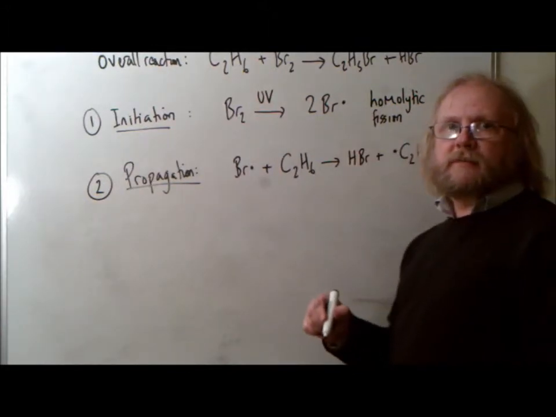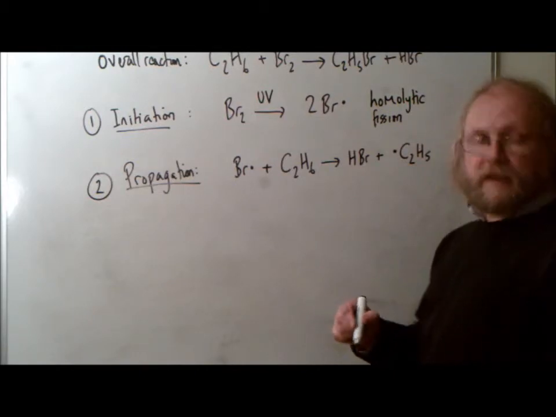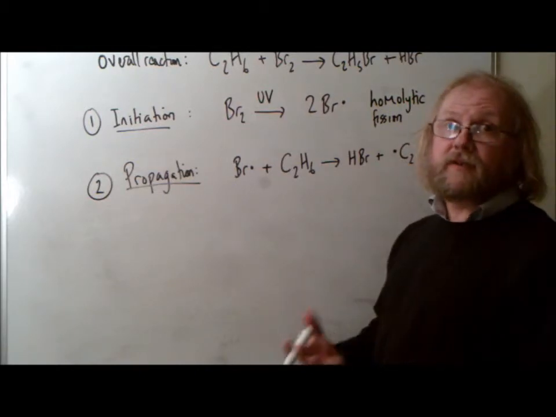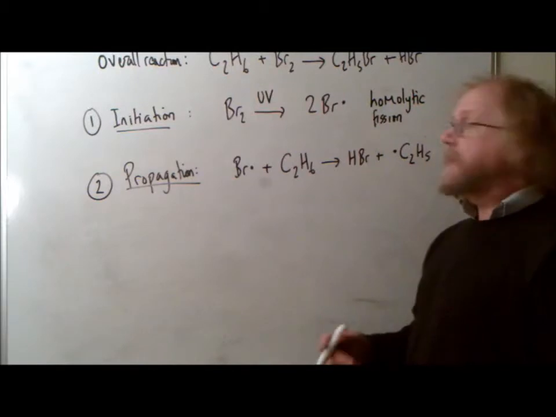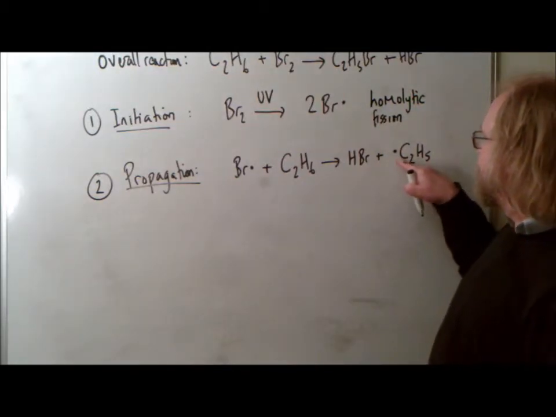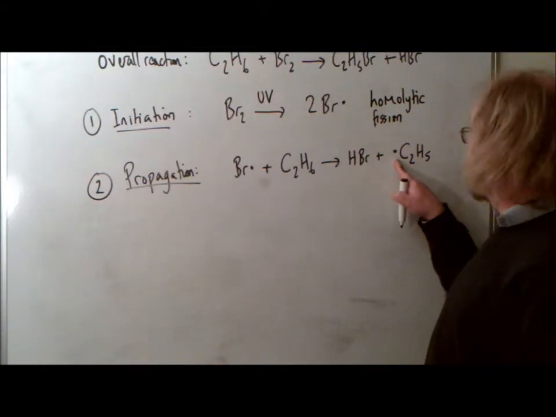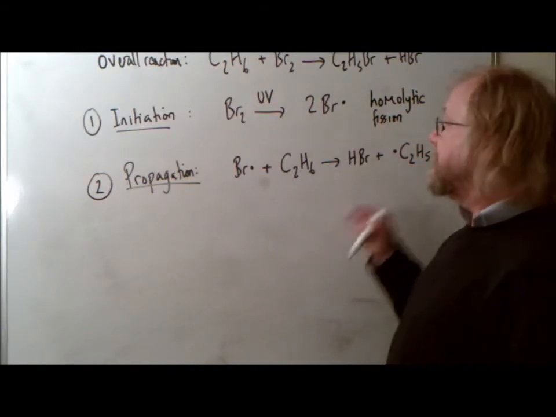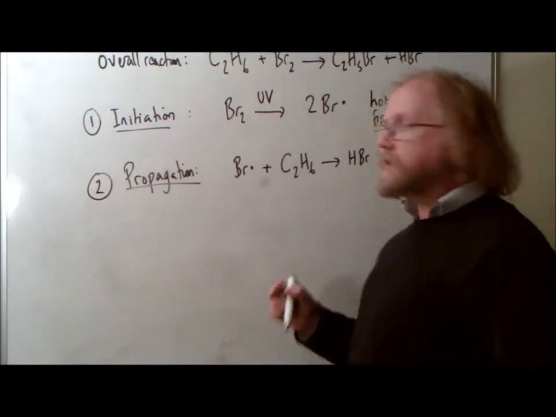Sometimes they're not very fussy about the dots, and you, in this particular paper, actually could have left them out entirely and they wouldn't have cared. If you do put them in, you should put the dot at that end to show that it's a carbon that has the unpaired electron rather than the hydrogen. Okay, that's the first part of propagation.